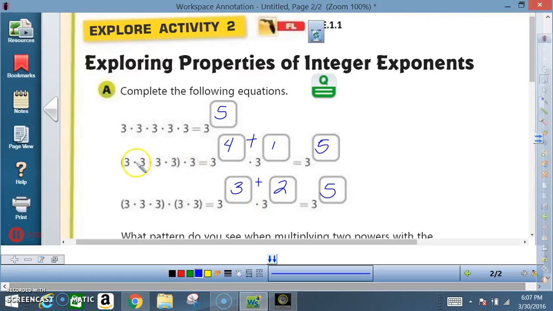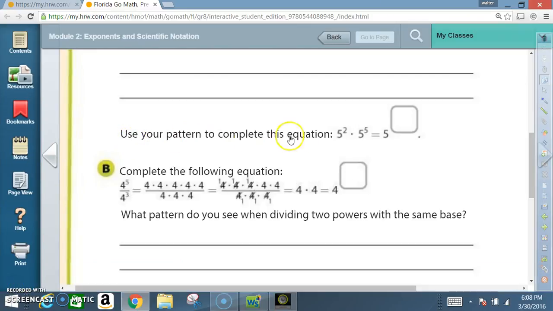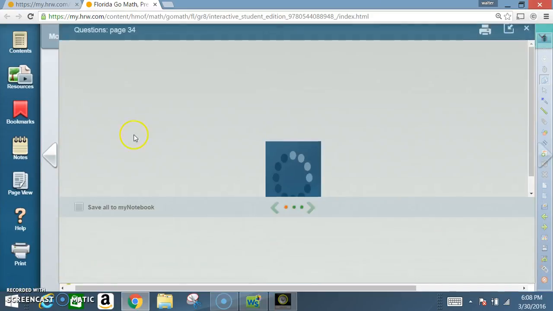So here I had a total of 5 3's, group of 4, and then 1. What's 4 plus 1? 5. Here I had a group of 3 3's and a group of 2 3's. So what's 3 plus 2? 5. Once again, my base is 3. Anytime my base is the same, that means I can add the exponents. Okay, now based on that information, let's answer this question.